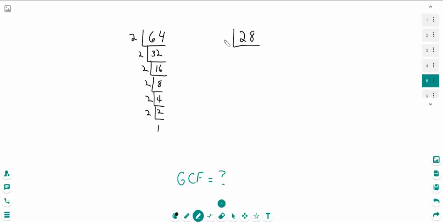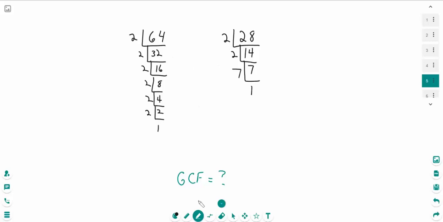Over here, what have we got? Well, we've got a 2. That'll be 14. I've got another 2. That would be 7. Now, a 7 is a prime number. The only thing that can go into it is itself. So 7 would give us 1. All right. So we don't have as many over on the 28 side.